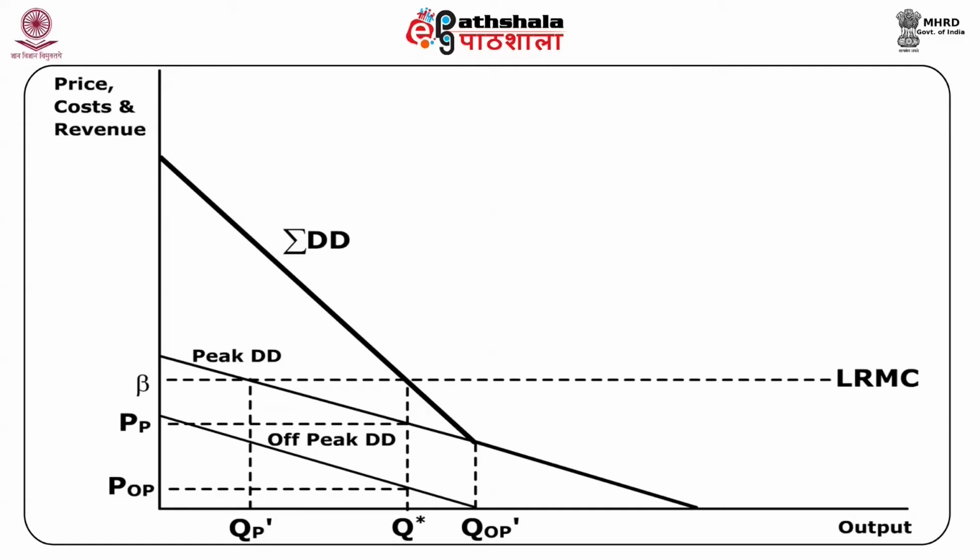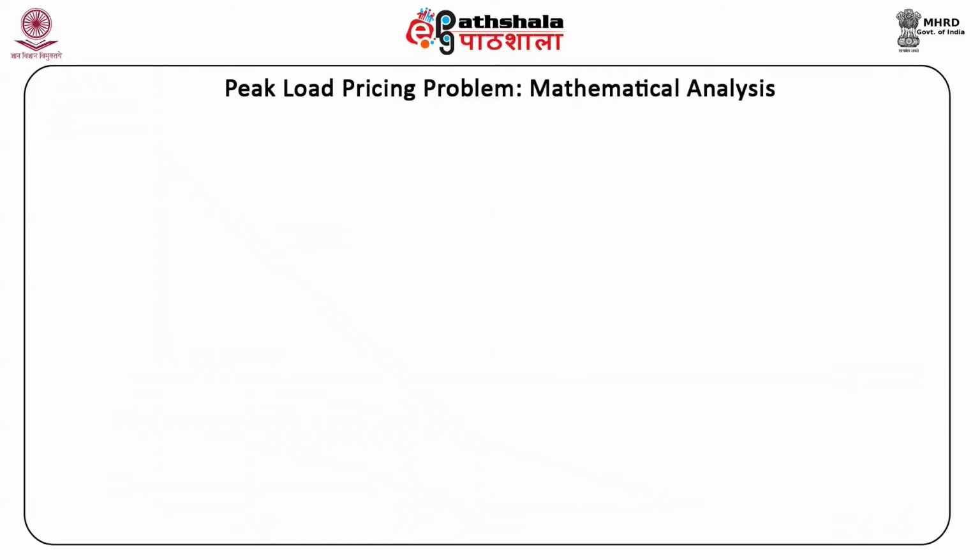The peak and off-peak prices add up to the capacity costs, beta. Peak load pricing problem, a mathematical analysis.